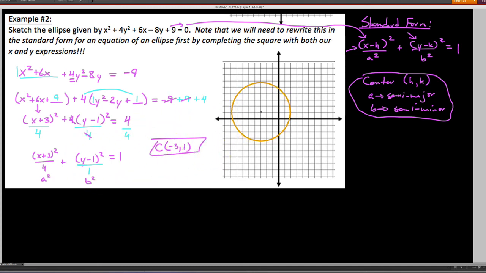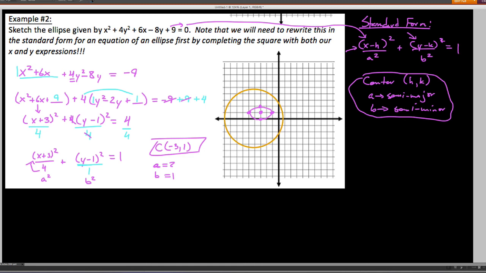So we say left 3, up 1, this is the center of our ellipse. Now a squared equals 4, so a equals 2. And b squared equals 1, so b must be 1 also. Since the bigger of the two numbers was underneath the x-term, we're going to go 2 each way in a horizontal sense. This is our major axis, and then our minor axis runs the other way. We go 1 above the center, 1 below the center. So here's our ellipse right there.